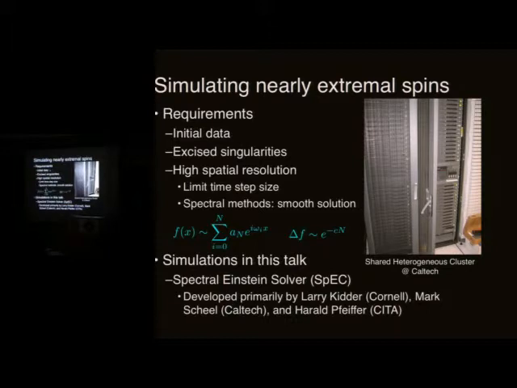Okay, so for the rest of the talk, I'm actually going to just address these three issues. Each of these has some peculiarity with nearly extremal spins that makes them harder to simulate than the lower spin case, which lots of groups have been able to do. I'm going to first talk about initial data and how to make initial data for black holes with high spins. Then I'll talk about evolutions, and in particular, I'm going to focus on this issue of excising the singularities. And finally, I'll talk about getting around this limitation in the time step size that kicks in when you get to really high spatial resolutions.